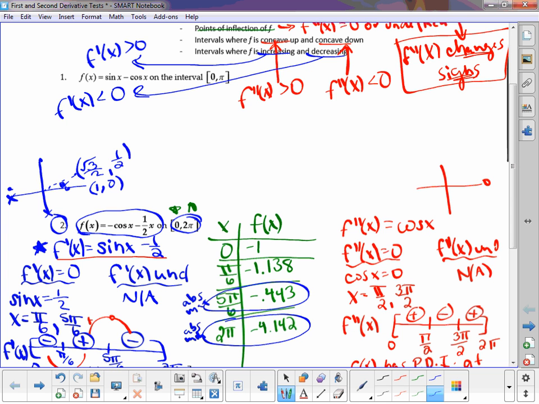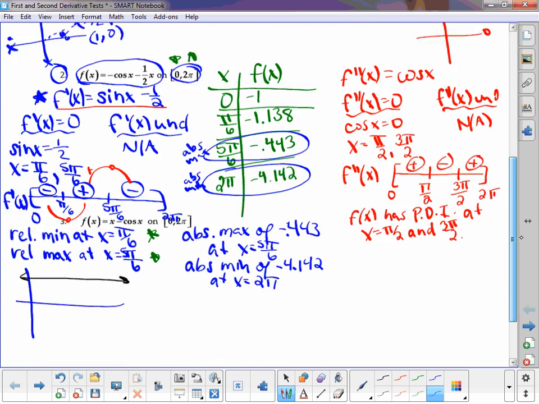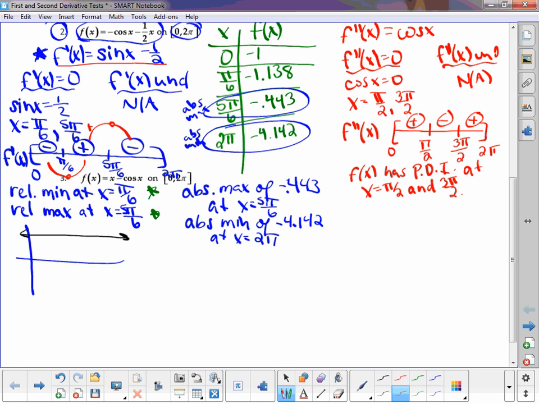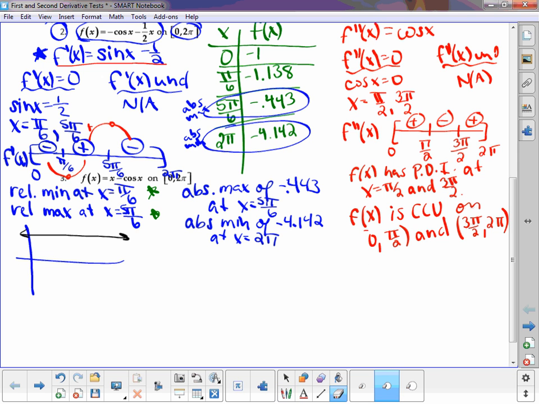All right. So now let's go and translate all this. So from my second derivative, I can know concavity. F of x is concave up. What are my intervals for concave up? 0 to pi over 2. And 3 pi over 2 to 2 pi. You know what? I'm not going to include those endpoints. It's fine if you do.